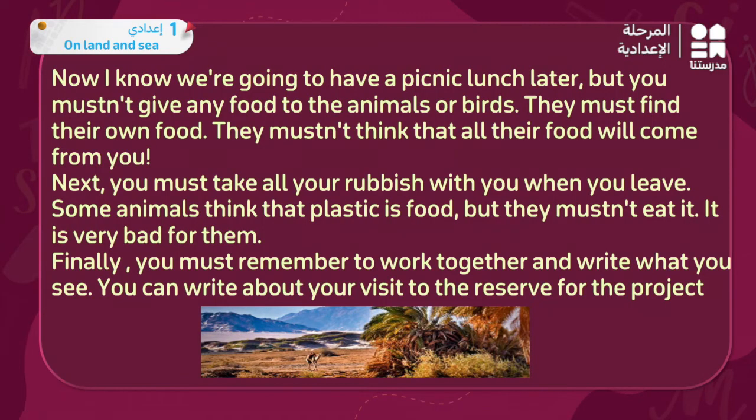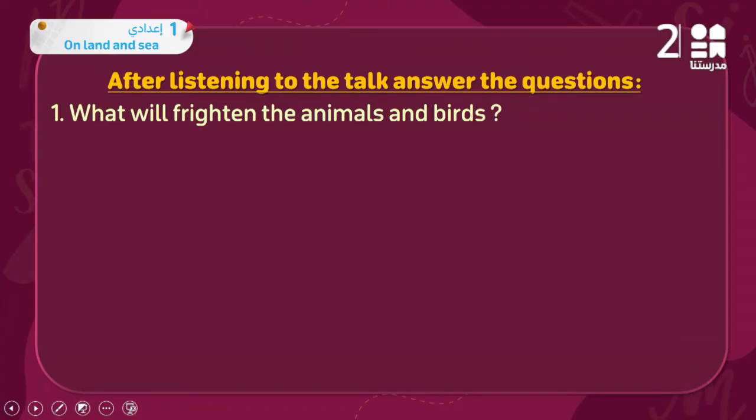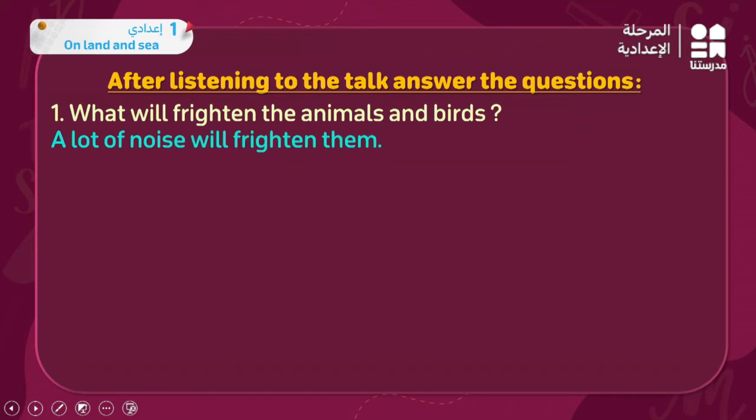Okay, here is a picture of the nature reserve. After listening to the talk, answer the questions. After listening to this speech, we have to answer these questions together. What will frighten the animals and birds? What is the thing that can frighten the animals? A lot of noise will frighten them. The noise, a lot of it.